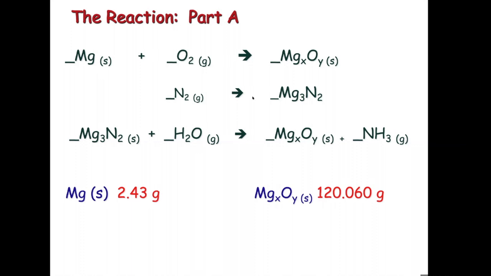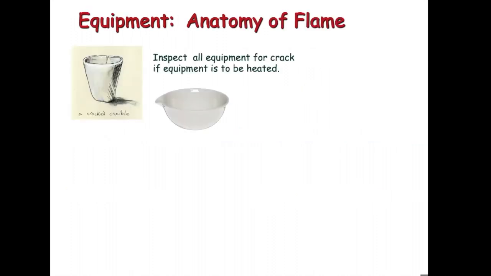And so here's a sample calculation. If you start with 2.43 grams of magnesium and your magnesium oxide product, and you don't know the formula, although you probably do, is 120.060, and 120.060 includes the mass of the crucible, by the way, then what is the empirical formula? So that's just some sample value, and I'll show you how to do that calculation shortly.